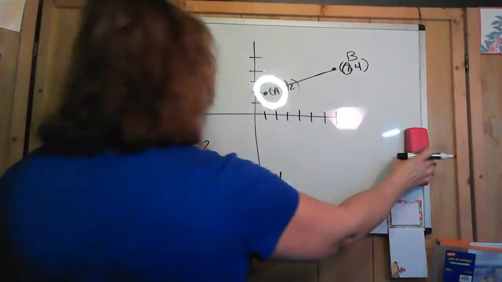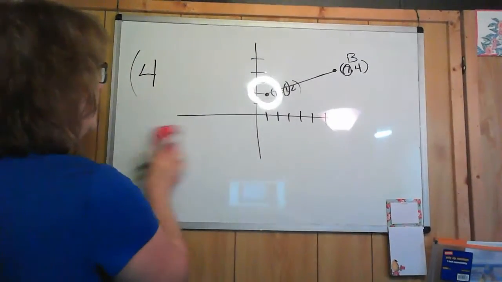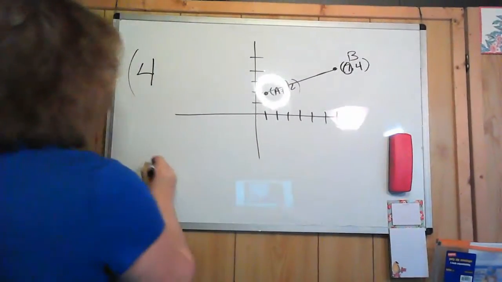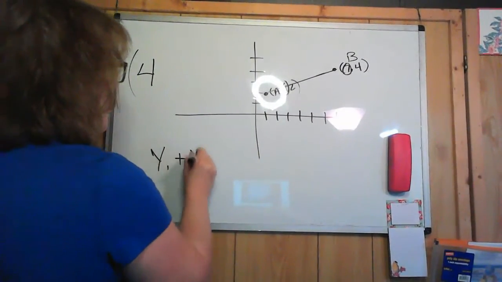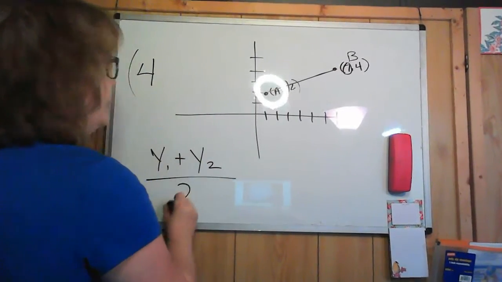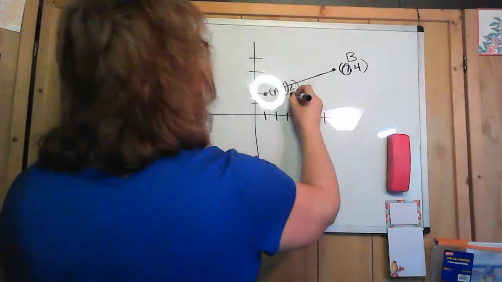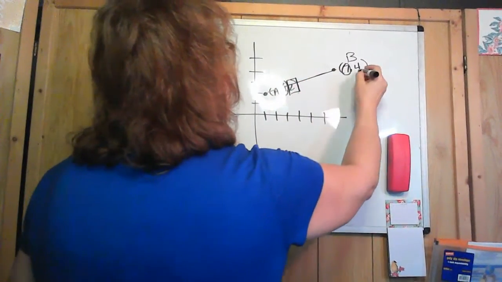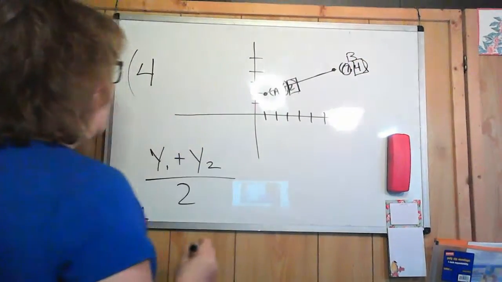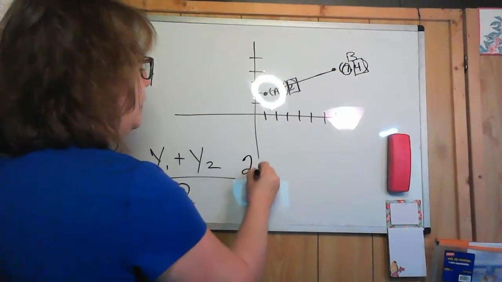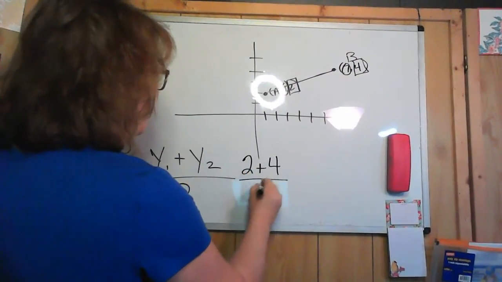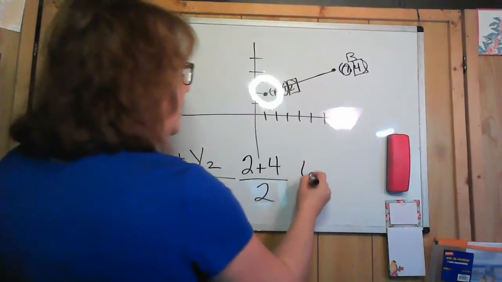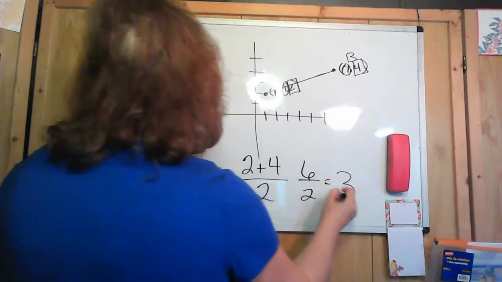Now let's go to the next one. And I do need to do the y. Y sub 1 plus y sub 2 over 2. Well, my y's, I'll put those in boxes, are 2 and 4. So I'm going to have 2 plus 4 over 2. And I'm going to end up with 6 over 2 or 3.